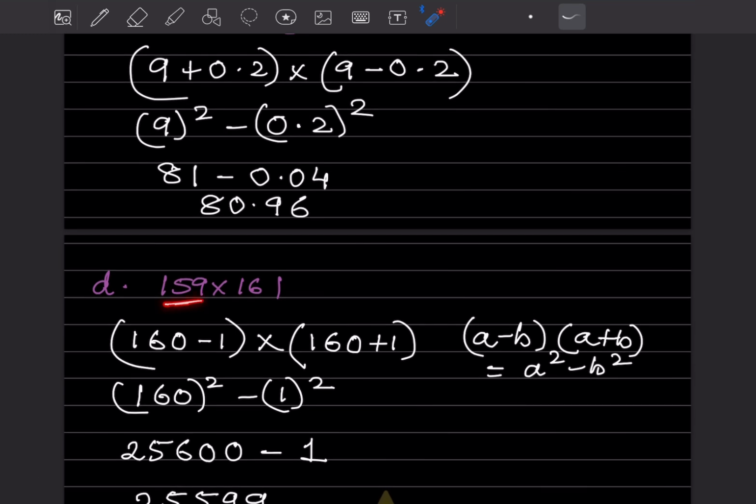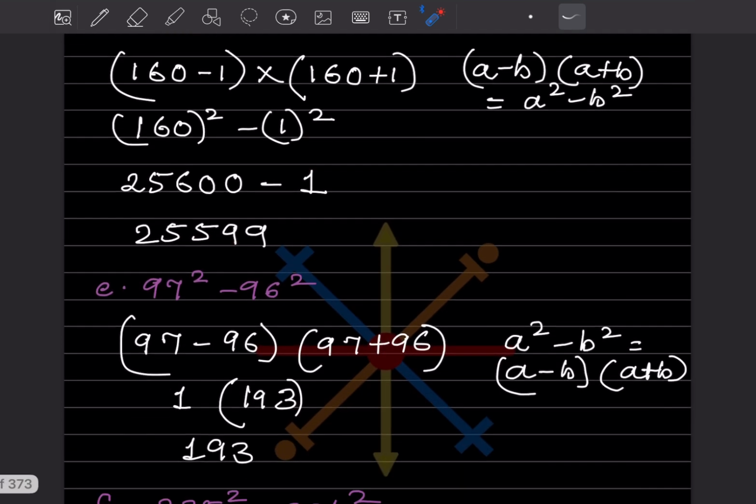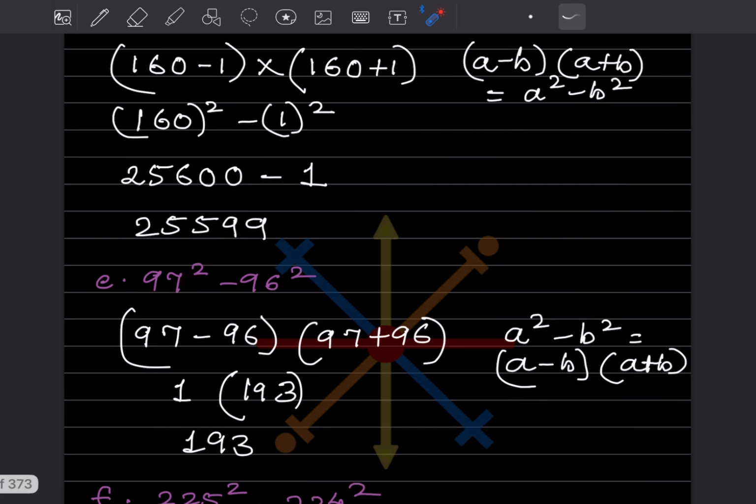Same here, for this one we can write 160 minus 1, and for this one 160 plus 1, a minus b and a plus b. So this is going to be a square minus b square. So when you take the square of this one, you get 25600 minus 1, so 25599.